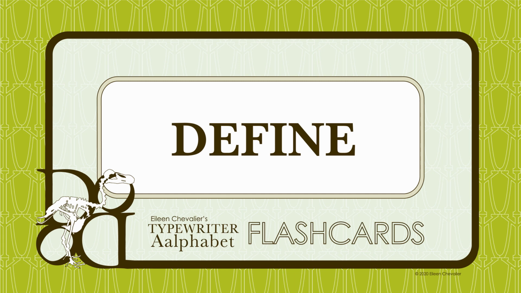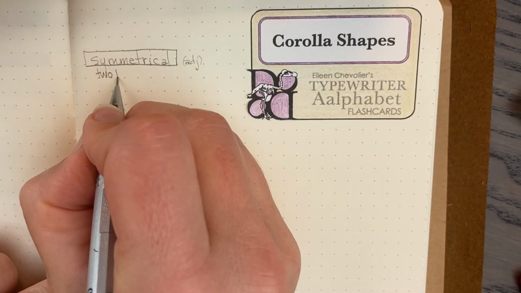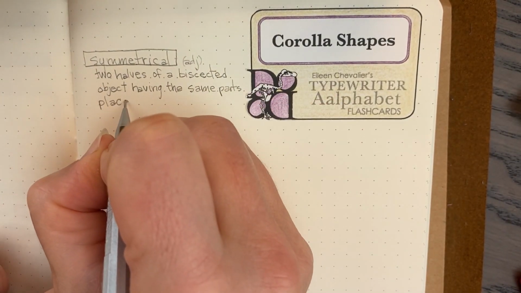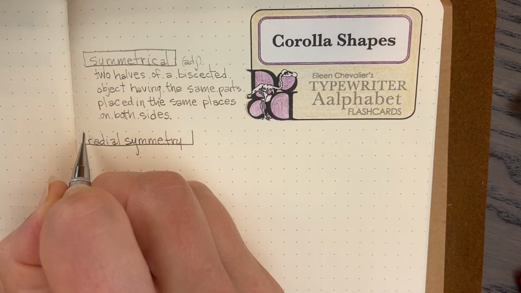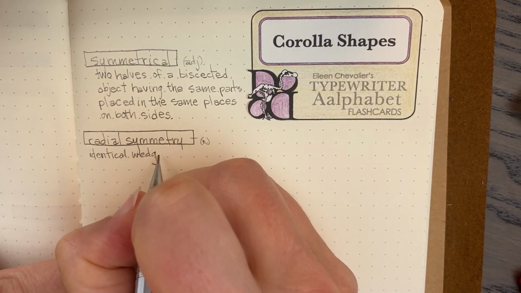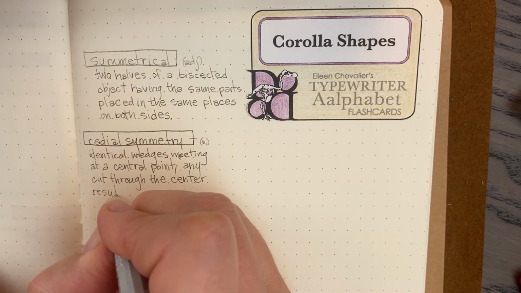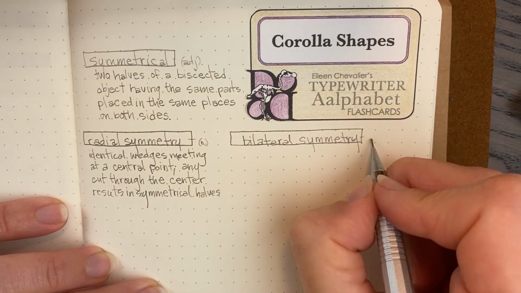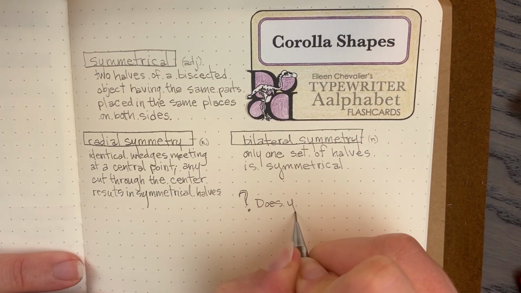But before we look at those books, we're going to write some definitions. Symmetrical: two halves of a bisected object having the same parts placed in the same places on both sides. Radial symmetry: identical wedges meeting at a central point. Any cut through the center results in symmetrical halves. Bilateral symmetry: only one set of halves is symmetrical.